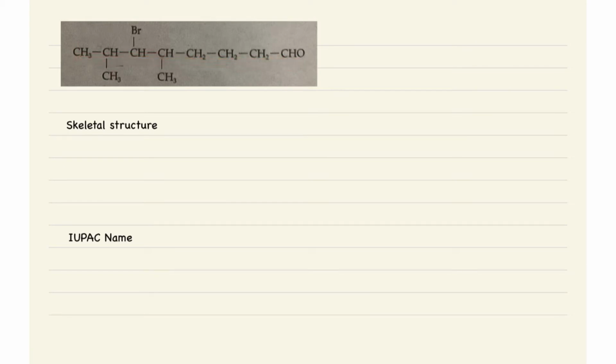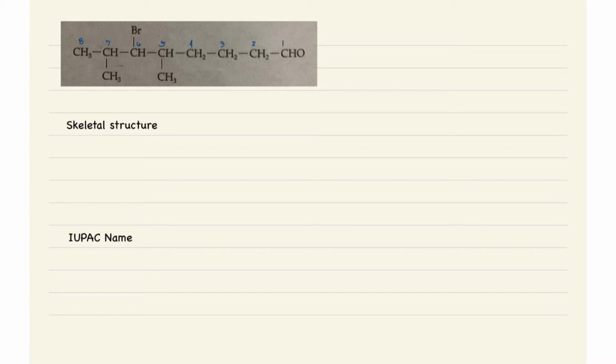So now, what we need to do is count the number of carbon atoms. Always remember that our functional group will be our priority. So it means that our number 1 will be at our functional group here. So we have here 1, 2, 3, 4, 5, 6, 7, and 8. So we have here 8 carbon atoms.